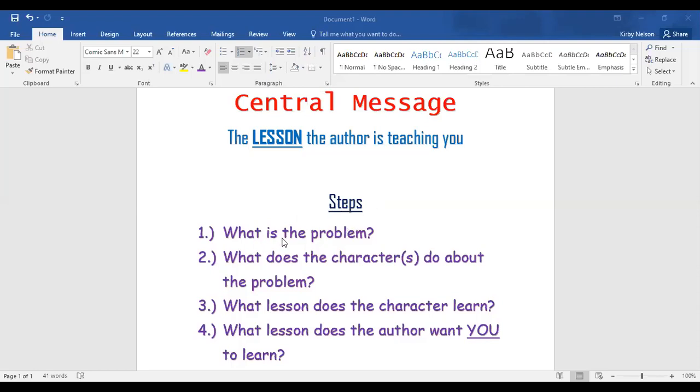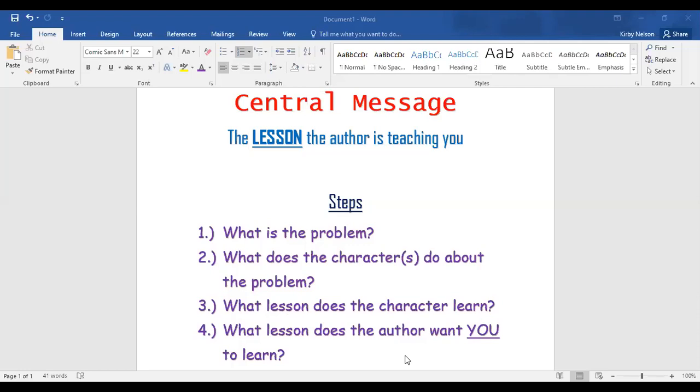So the first step is, what is the problem? As you're reading your story, to find out if it has a central message, you need to think, what is the problem that the character or characters are facing? Then the next step is, what does the character or the characters do about the problem? Then the third step, what lesson do the character or characters learn? And the very last step is, what lesson does the author want you to learn?